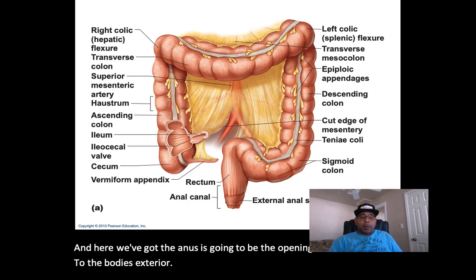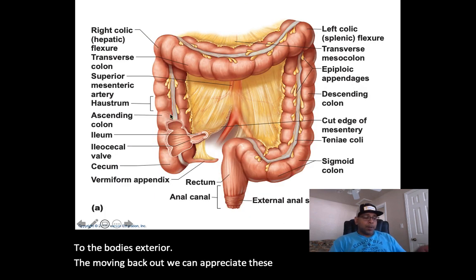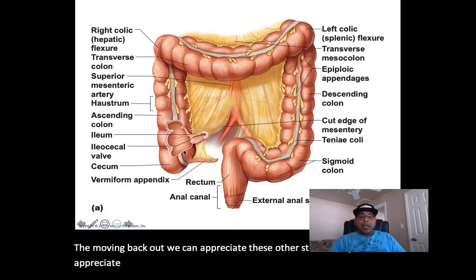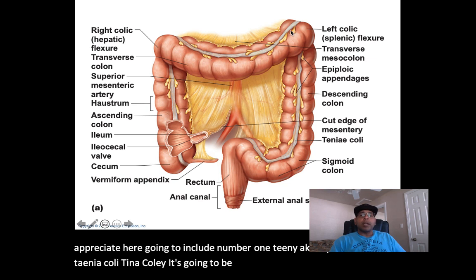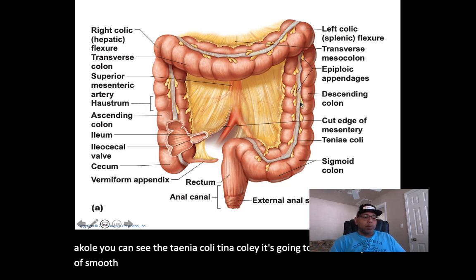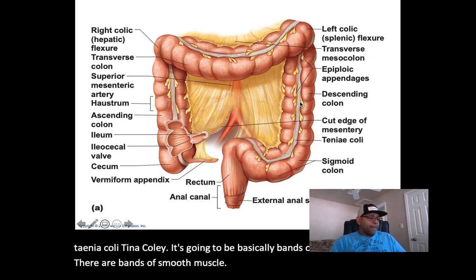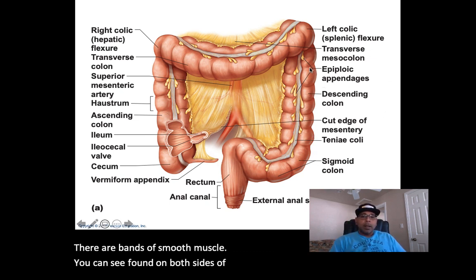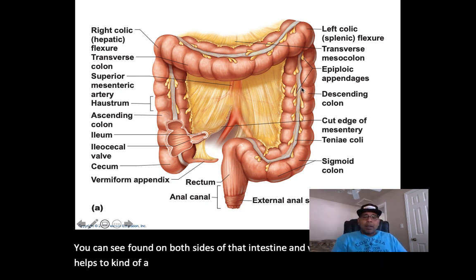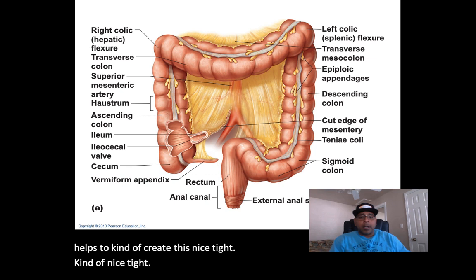Then moving back out, we can appreciate these other structures. Other structures you can appreciate here include, number one, taenia coli. You can see the taenia coli. Taenia coli are basically bands of smooth muscle found on both sides of that intestine. And what this does is it helps to create this nice tight, taut tone over that large intestine.